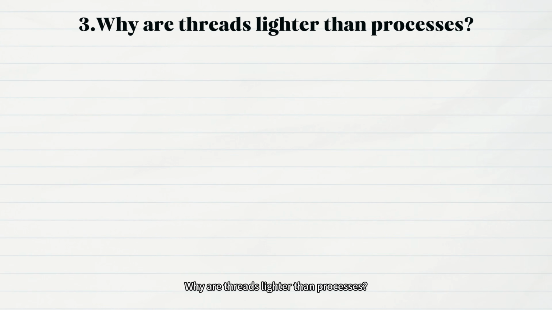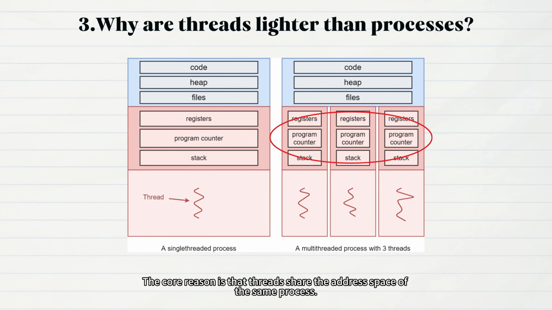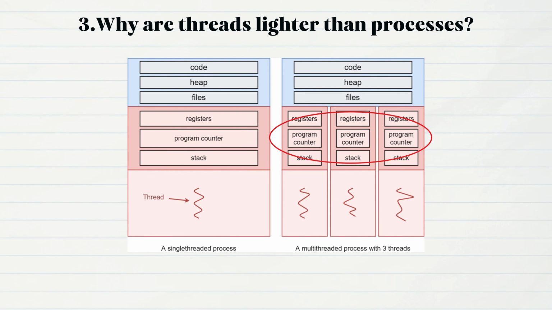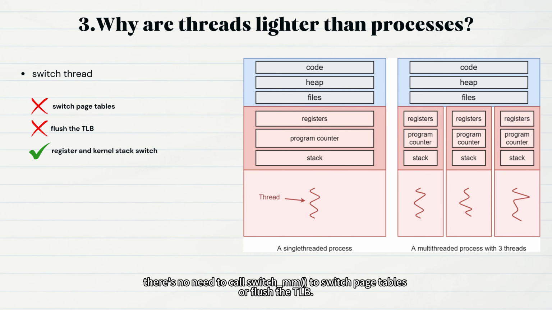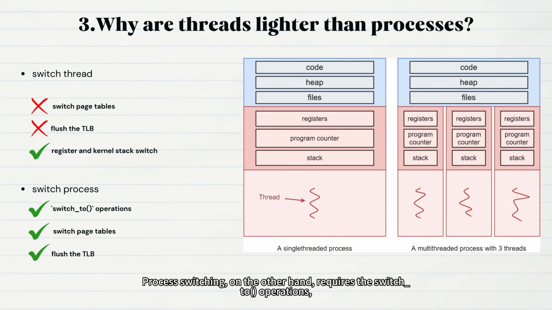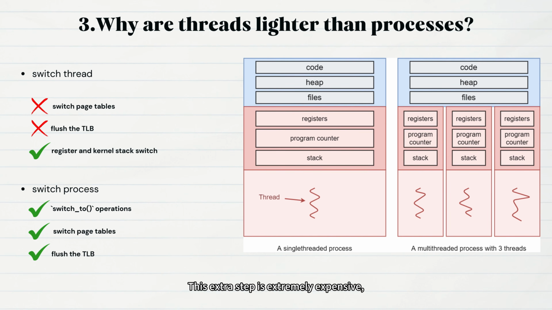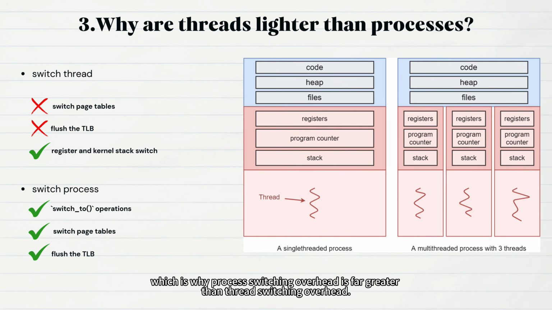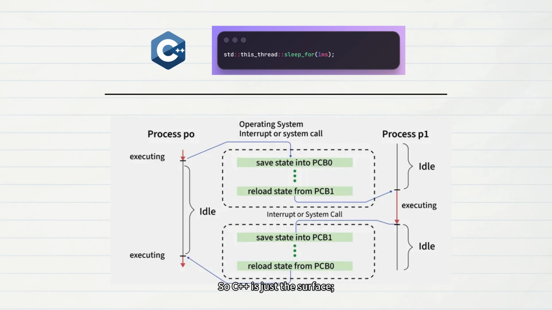Why are threads lighter than processes? The core reason is that threads share the address space of the same process. When switching threads, there's no need to call switch_mm to switch page tables or flush the TLB. Only the switch_to register and kernel stack switch is required. Process switching, on the other hand, requires the switch_to operations plus the extra step of switching page tables and flushing the TLB. This extra step is extremely expensive, which is why process switching overhead is far greater than thread switching overhead.